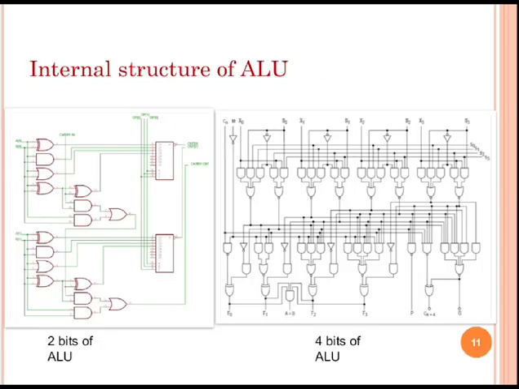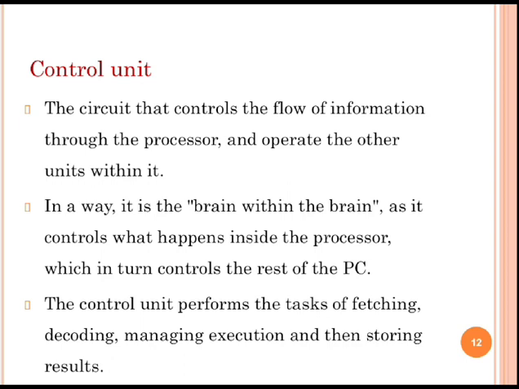It is the internal structure of an ALU. It has two types of ALU: the first is a 2-bit ALU, and the second diagram is a 4-bit ALU. And then the control unit. The control circuit controls the flow of information through the processor and operates the other units within it. In a way, it is the brain within the brain, as it controls what happens inside the processor, which in turn controls the rest of the PC. The control unit performs the tasks of fetching, decoding, managing the execution and then storing the results.